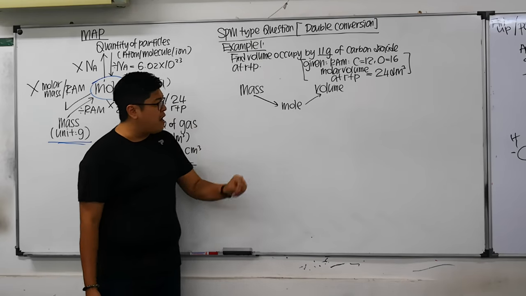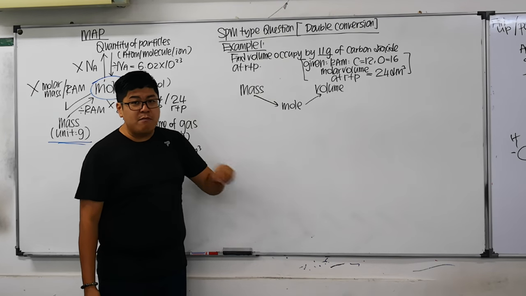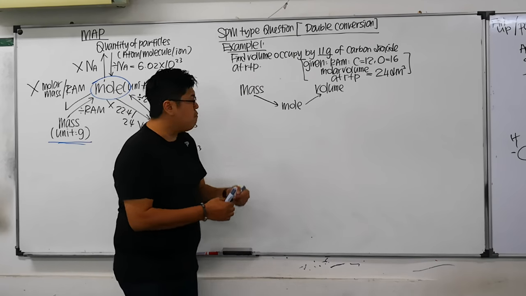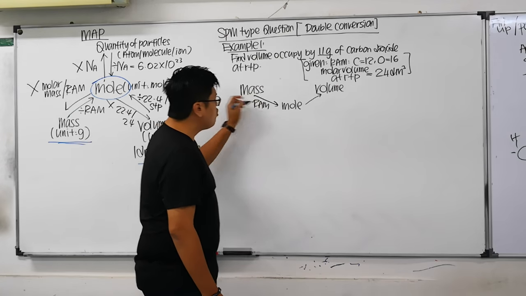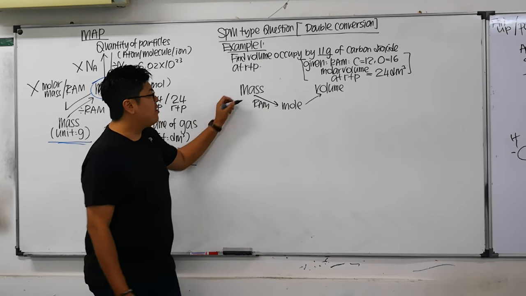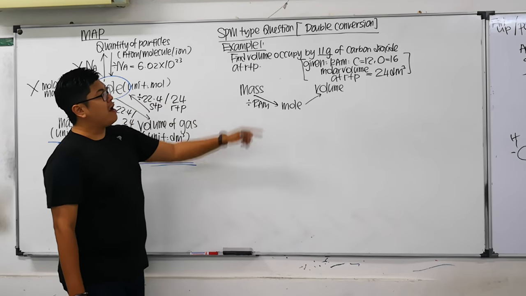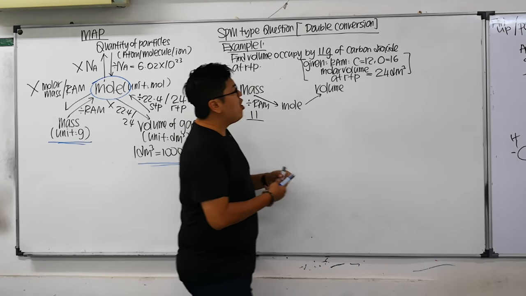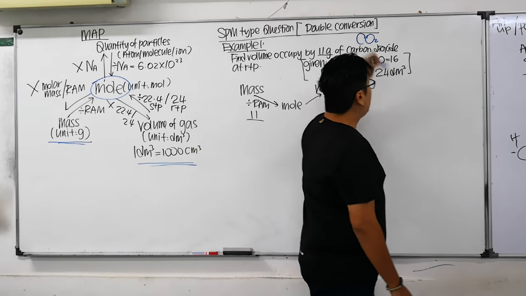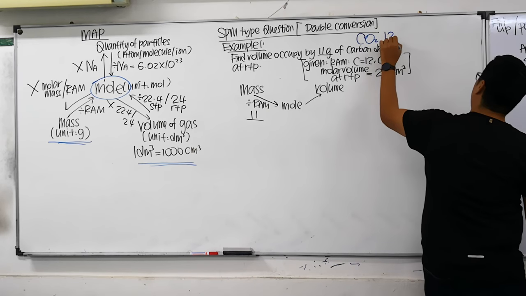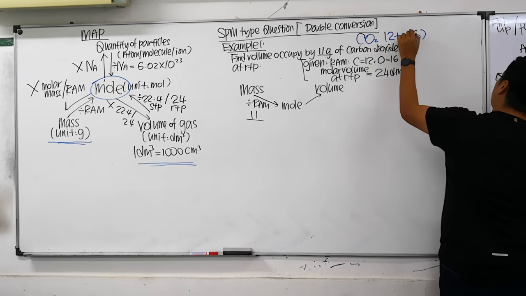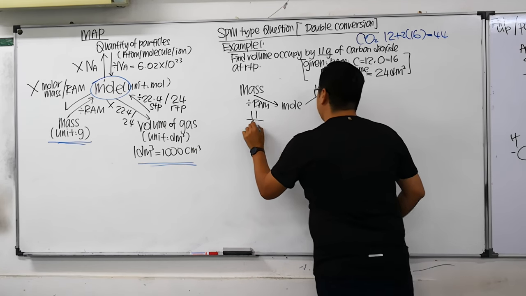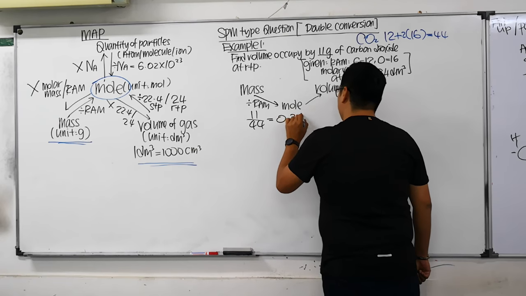Understand or not? Okay, don't rush. Do one by one. Do here first. Mass and mole, we learned before Chinese New Year. Mass and mole relationship: RAM. Anything you want to become mole, divide. Okay, let's do it. So my mass was 11. I want to divide by RAM. I got carbon dioxide. Carbon is 12, oxygen is 16. I got 2 oxygen, by the way, so I got 44. 11 divided by 44, I earned myself 0.25 mole.